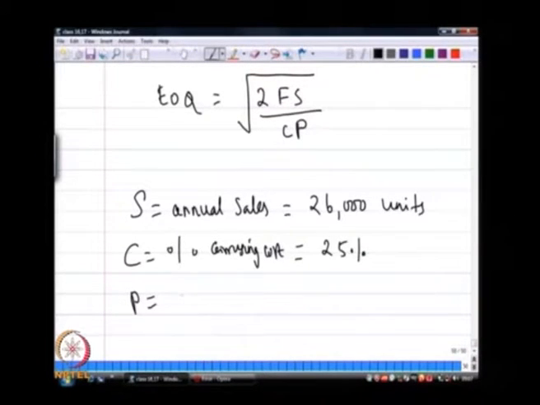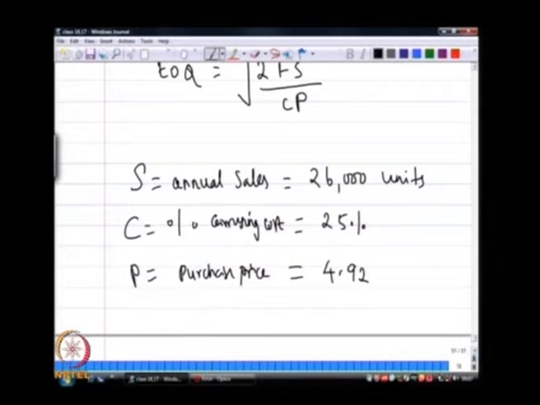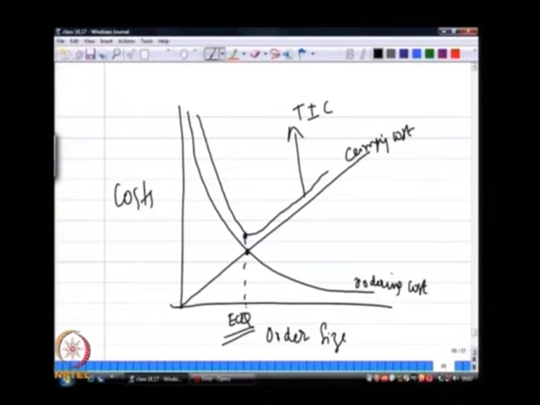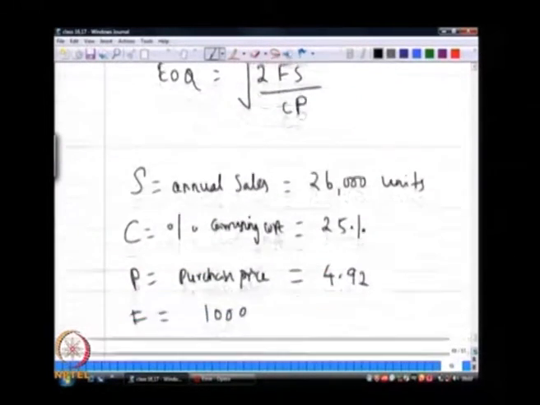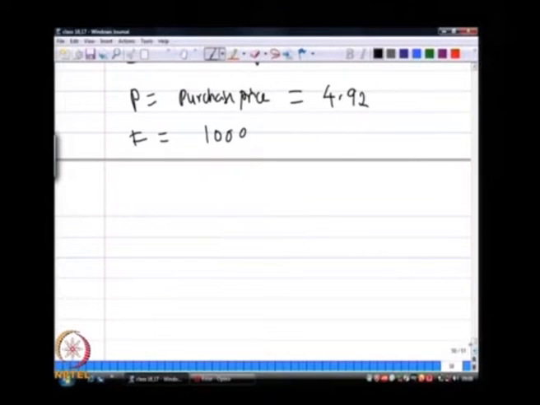Now, P is the purchase price of 1 unit of the inventory; let us say it is 4.92 rupees per unit of inventory, and let us say the fixed ordering cost is 1000. So, for every order that we need to place, the fixed ordering cost is 1000. Now, these are the numerical values.